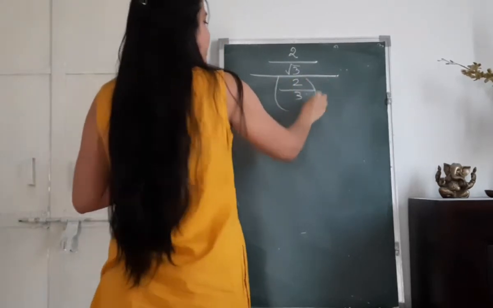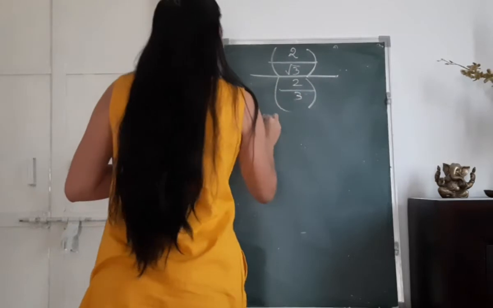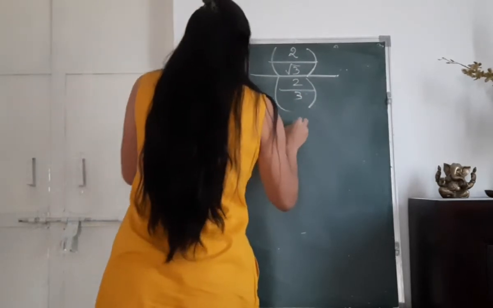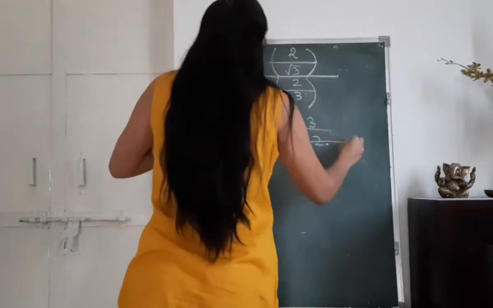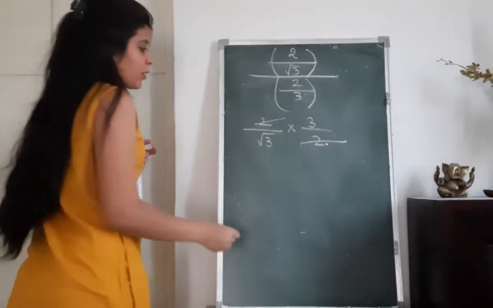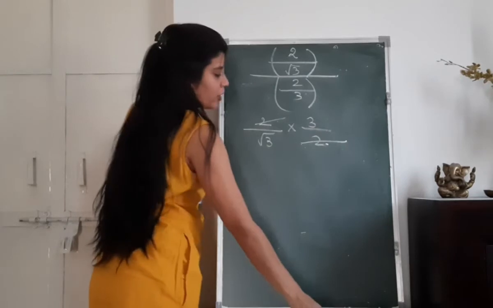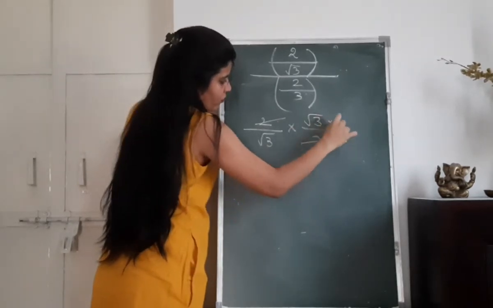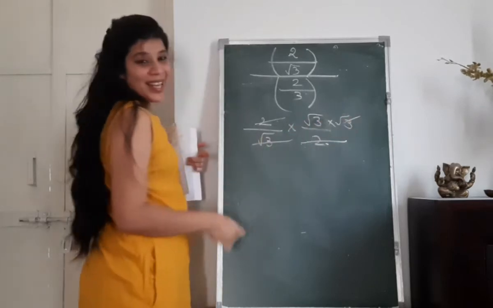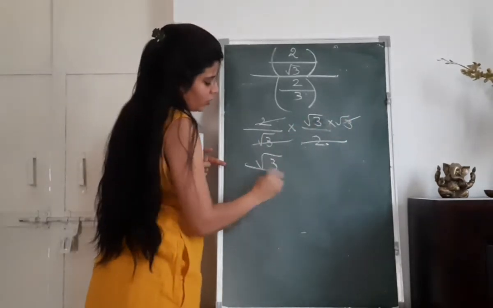This whole will go up. So it will be 2 upon root 3 times 3 upon 2. 2 and 2 will get cancelled. And 3 can be written as what? Root 3 into root 3. Root 3 and root 3 cancel. So I am getting this equal to root 3.